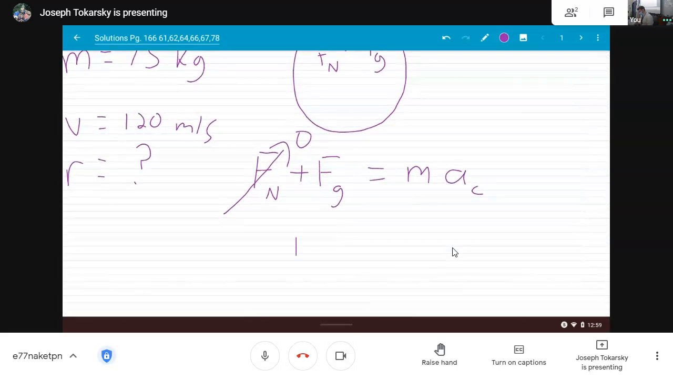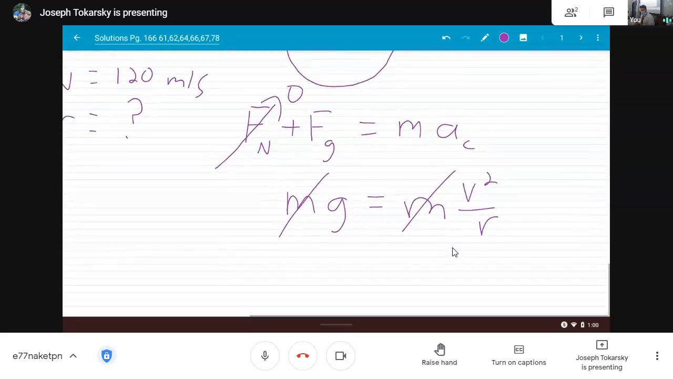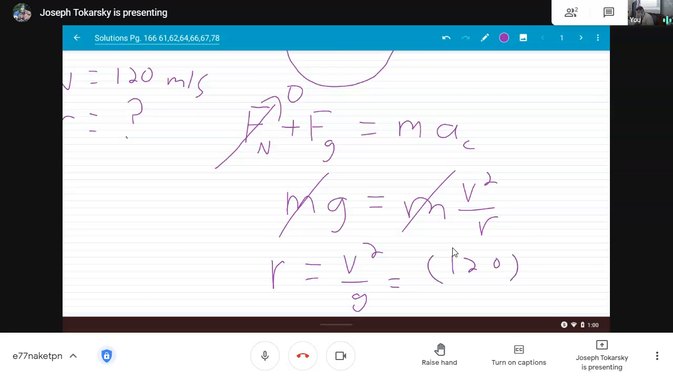So, again, I could turn weight into mg and AC into v squared over r. Although it gave me the pilot's mass, it's not even necessary because it divides out. And I solve for r this time. Multiply it to the left, and at the same time divide by g, and r equals v squared over g. And that's going to be equal to 120 squared divided by 9.8.